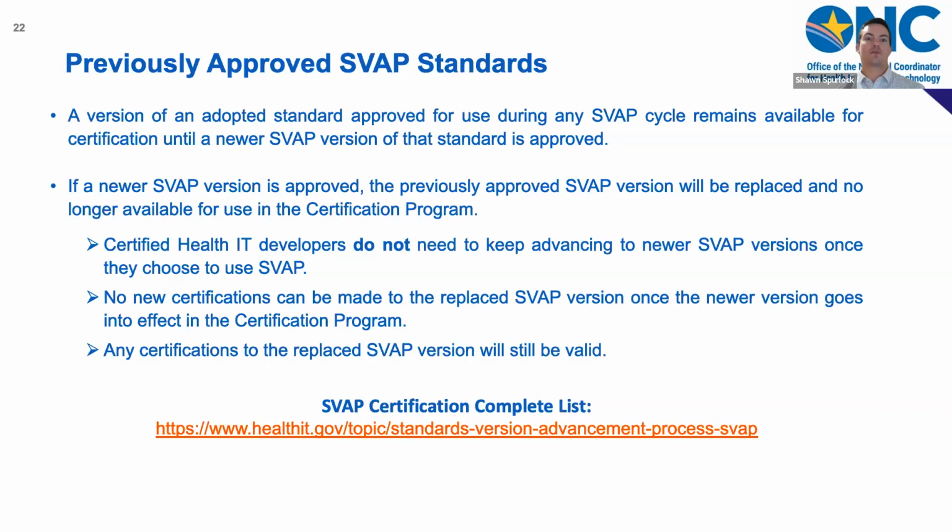Okay, so previously approved SVAP standards. A version of an adopted standard approved for use during any SVAP cycle remains available for certification until a newer SVAP version of that standard is approved. Once a newer SVAP version of the standard is approved, the previous SVAP version will no longer be available for use in the certification program.